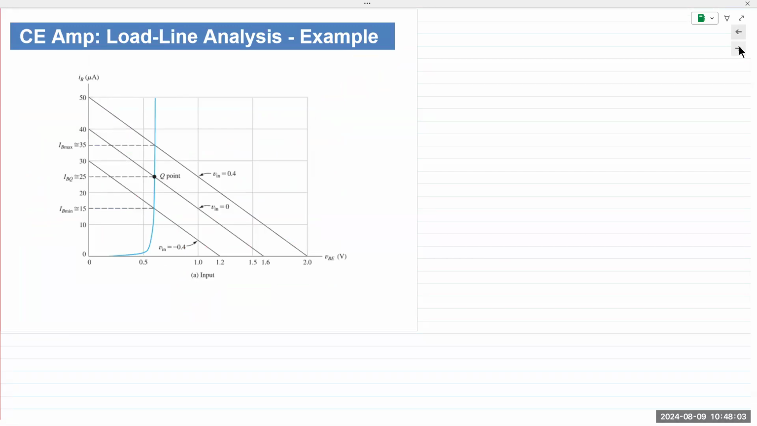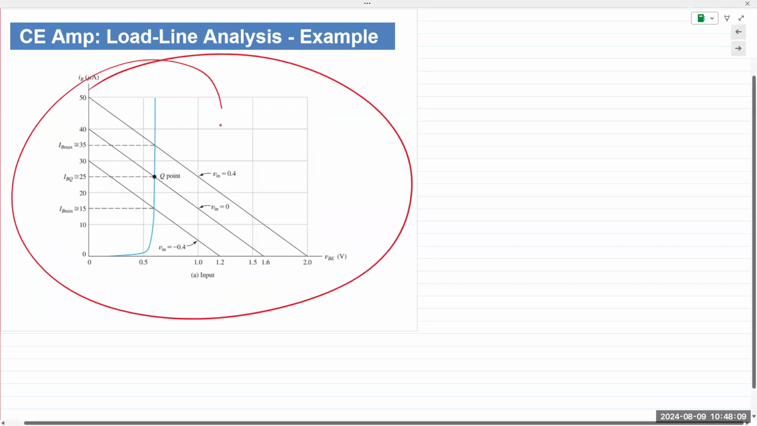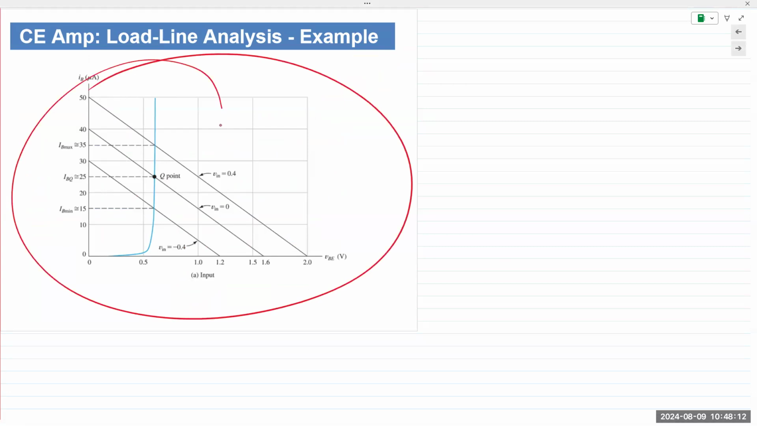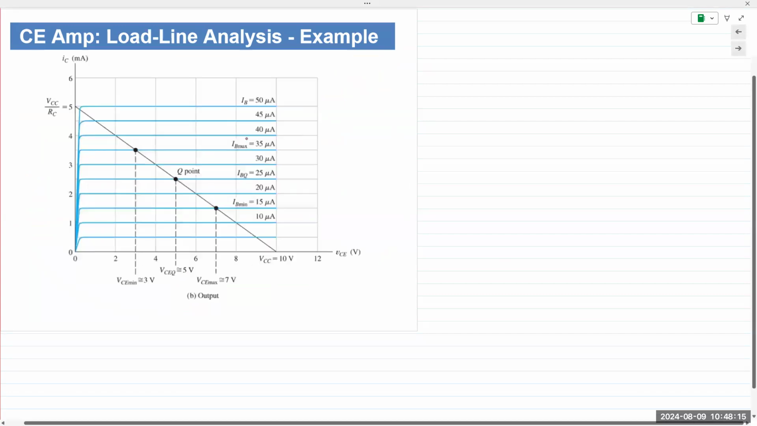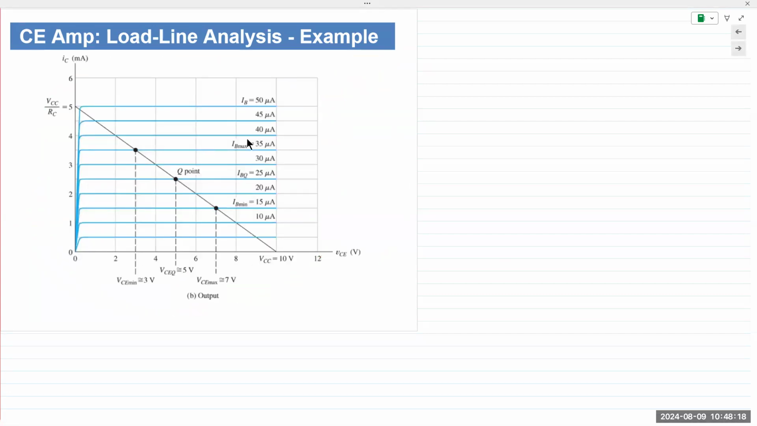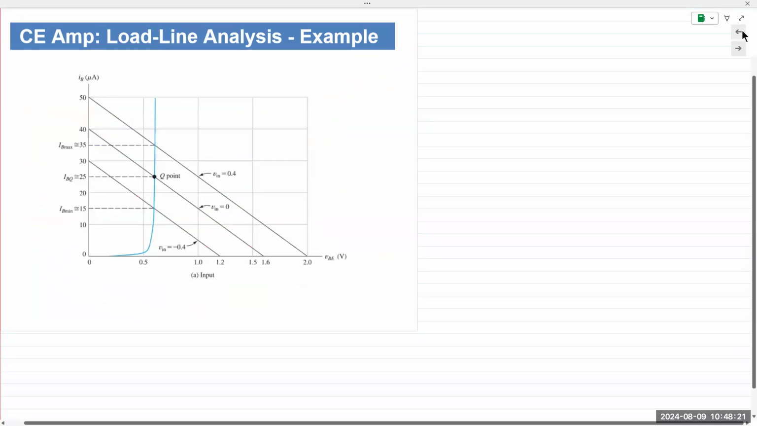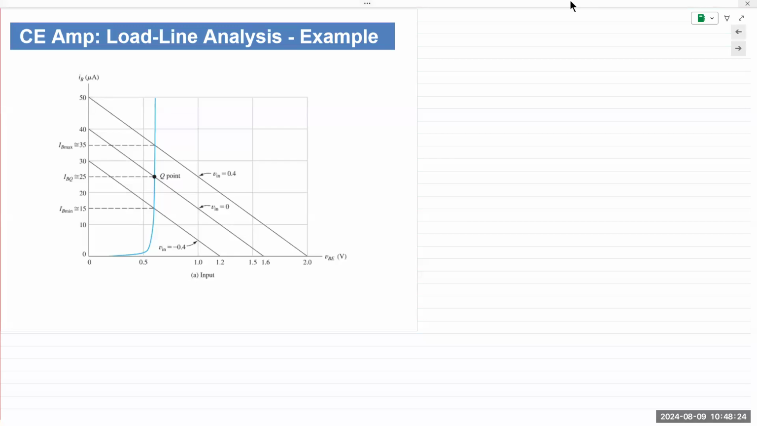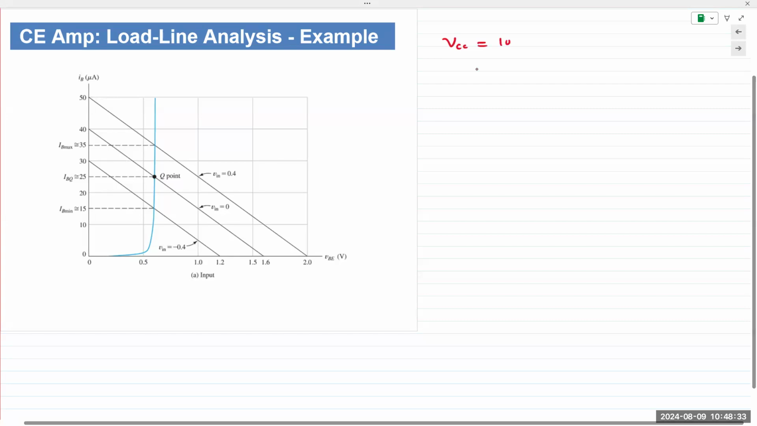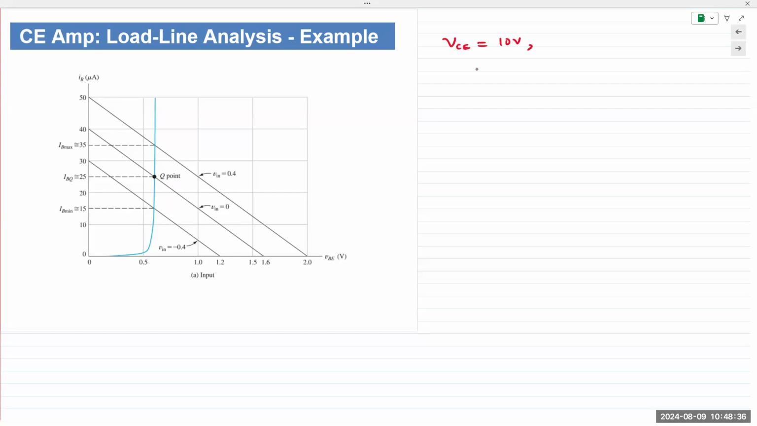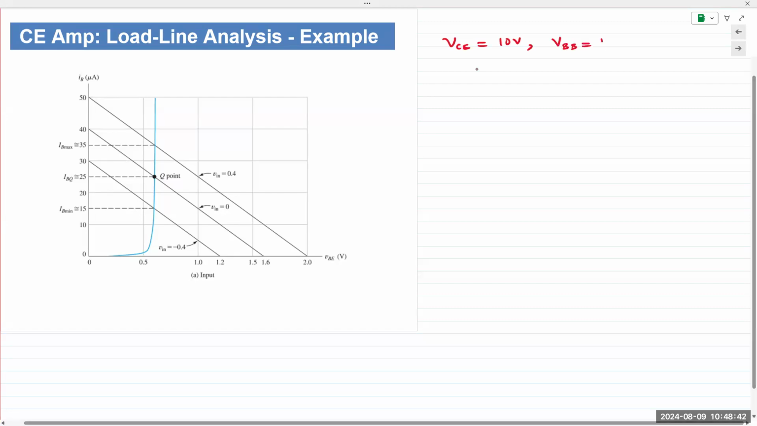Okay, let's look at an example then. In this example, we are given the input characteristic curves and then the output characteristic curves. First, we'll tackle the input side, then we'll see how it translates to the output. The given parameters are that the VCC applied is 10 volts. The VBB is 1.6 volts. So I will write down the given information.